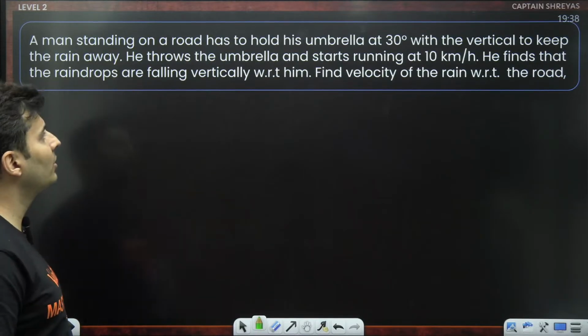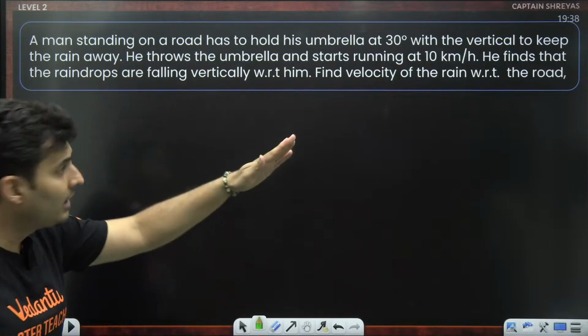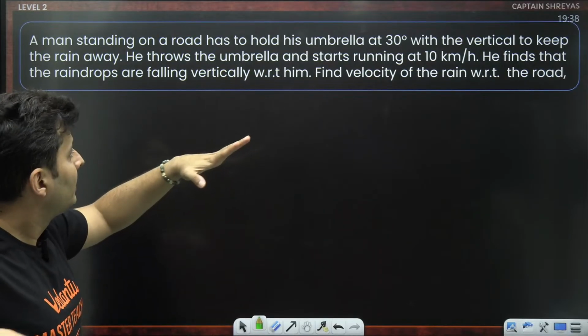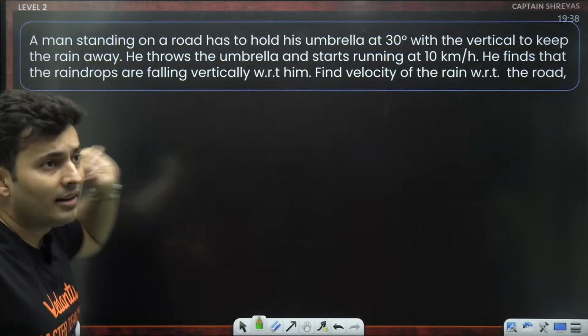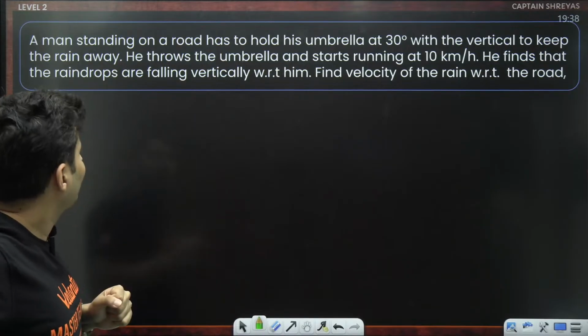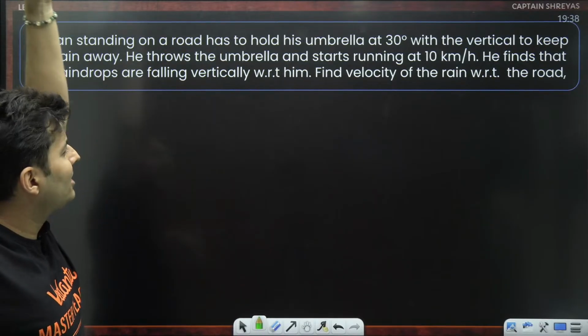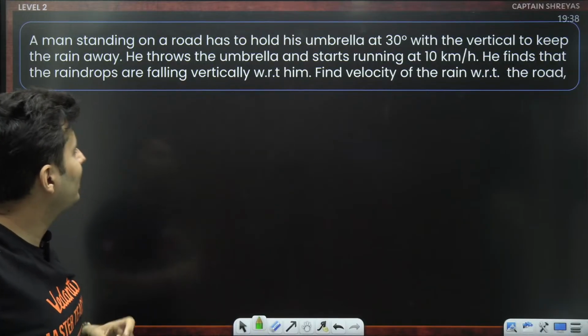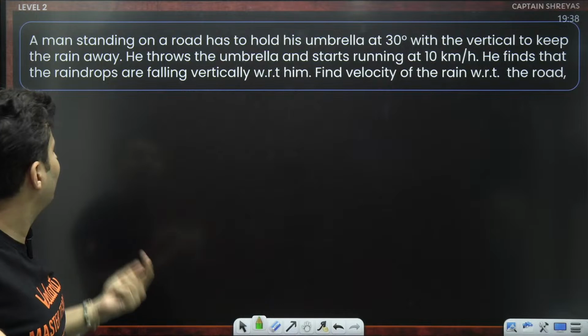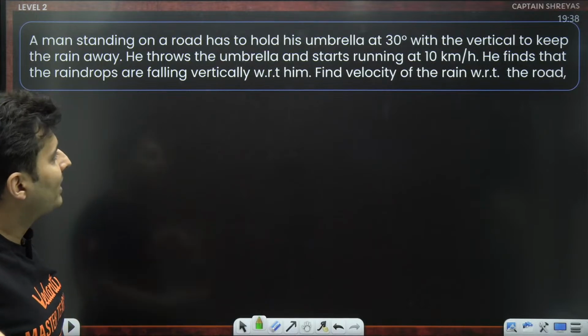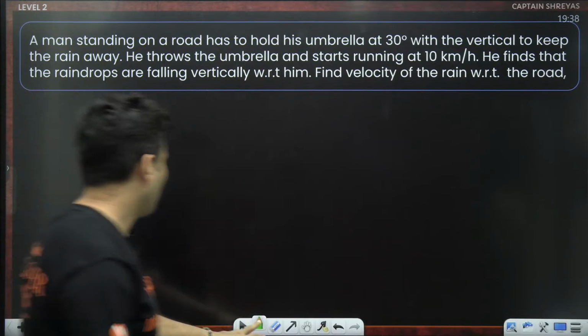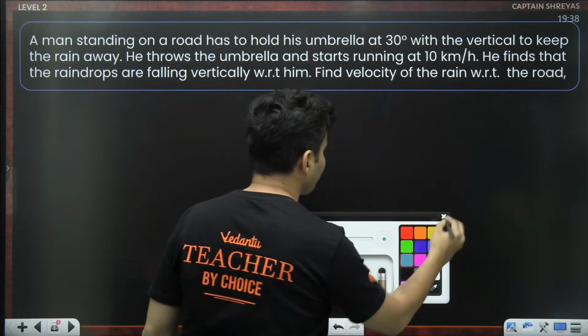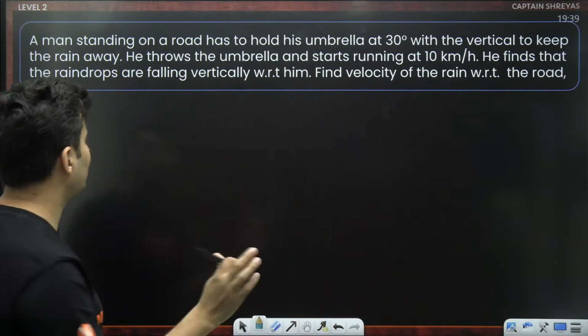The man standing on the road holds his umbrella at an angle so that the rain is kept away. That means he does not get wet. He throws the umbrella and starts running. He wants to enjoy it. He runs at 10 kilometers per hour. He finds that the rain is falling vertically down. What is the velocity of the rain with respect to the road? So there are two scenarios here. Both the times the rain velocity has not changed.